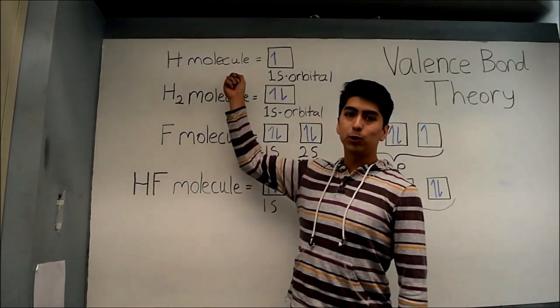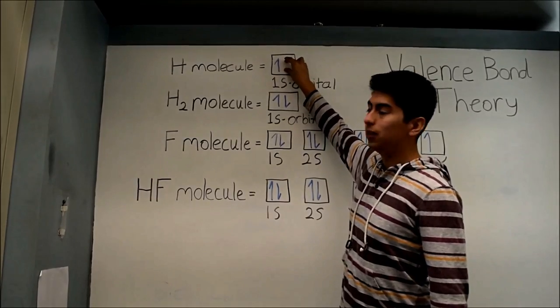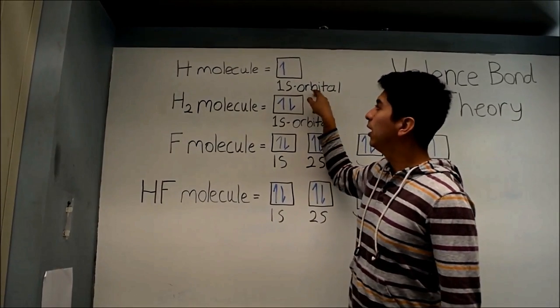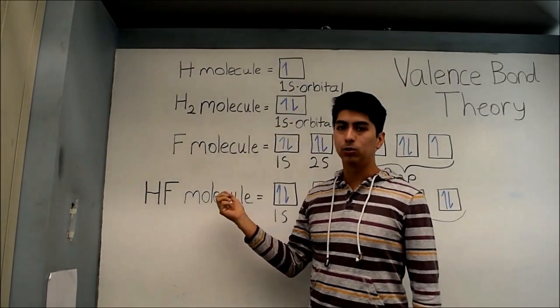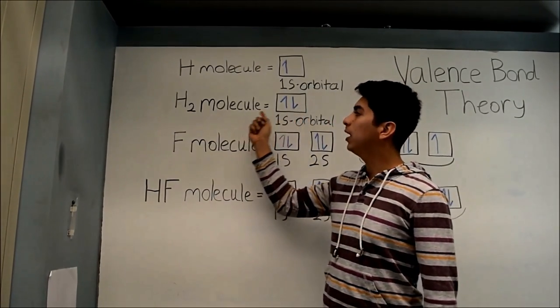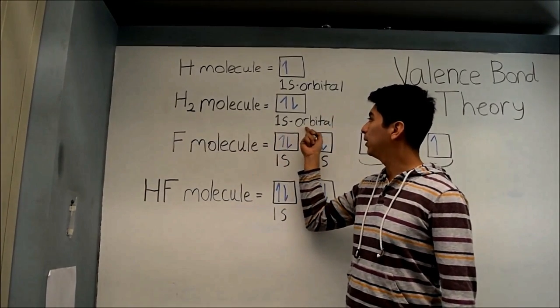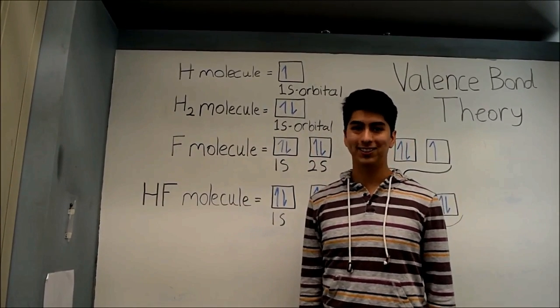Because hydrogen is one of the first elements on the periodic table, it's only going to have 1 electron to fill up its s orbital. And that means it's going to be unstable, so it's going to want to find another element or molecule to fill up its shell, just like another hydrogen atom, H2. And that's going to make a complete 1s orbital.